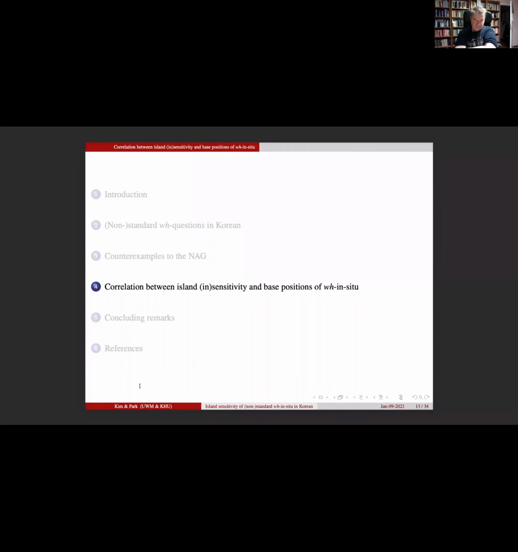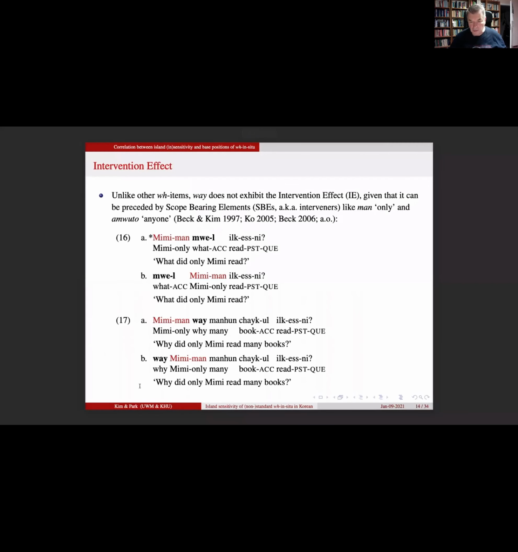As mentioned in the introduction, here we show that the island behaviors of in-situ WH phrases in Korean correlate not with their categorial status, but with their base positions. Before doing so, let us briefly review Ko's 2005 analysis of the base-generated position of the regular WH adjunct 왜. Korean is well known as exhibiting the intervention effect, where a WH phrase cannot be preceded by scope-bearing elements like 만, only, and 아무도, anyone. For example, in 16a, the WH argument 뭘 cannot follow the scope-bearing element 미미만, but it is able to precede the scope-bearing element, as in 16b.